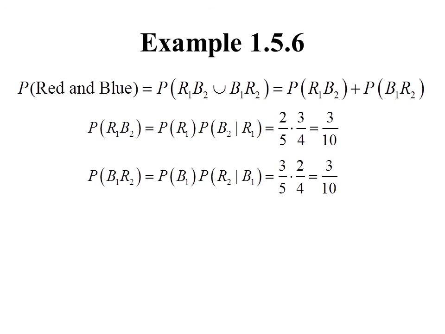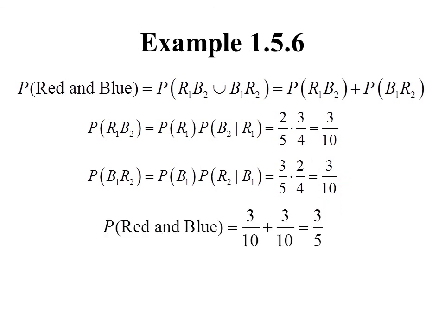Now let's take the second probability, and this is calculated a very similar way. P of B1 and R2, so P of B1 times this conditional probability. When we choose that first cube, there's 5 to choose from. 3 of them are blue. When we choose the second one, there's 4 to choose from. 2 of them are red. And so we get the exact same answer as what we got there in the first part, 3/10.